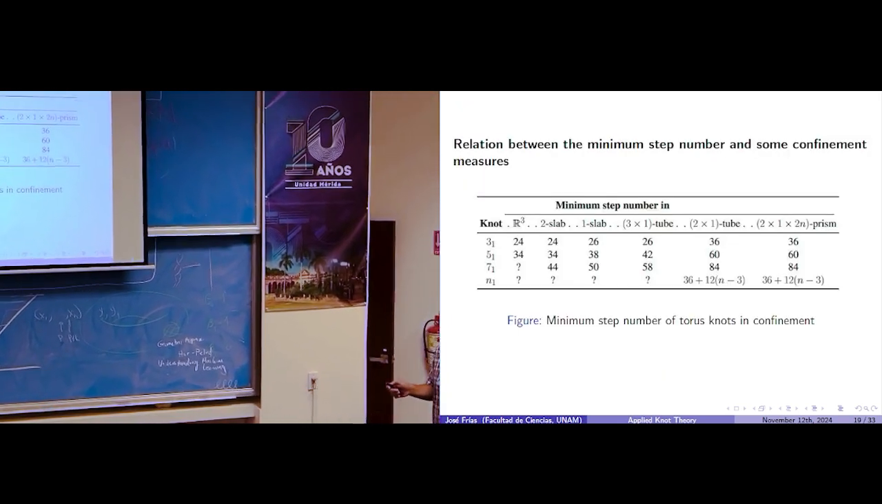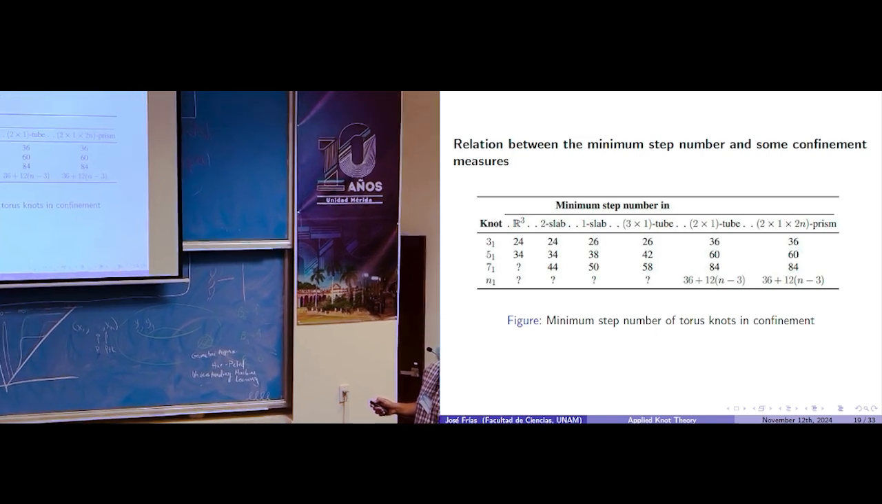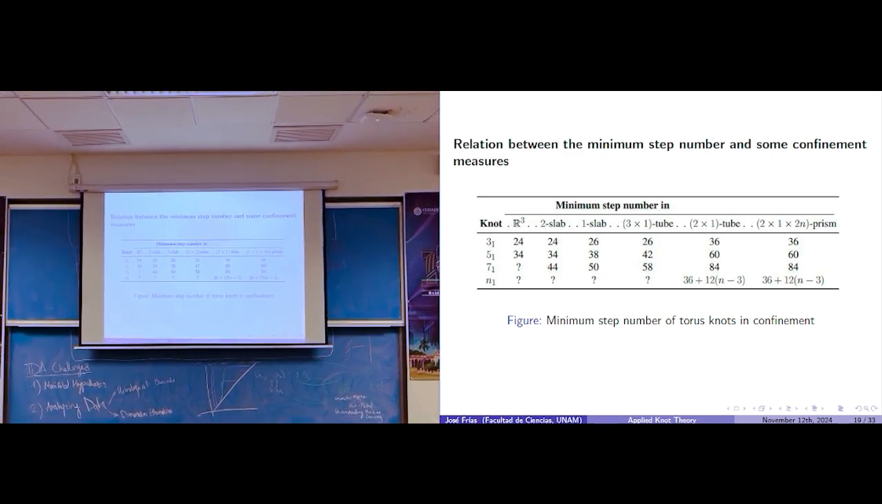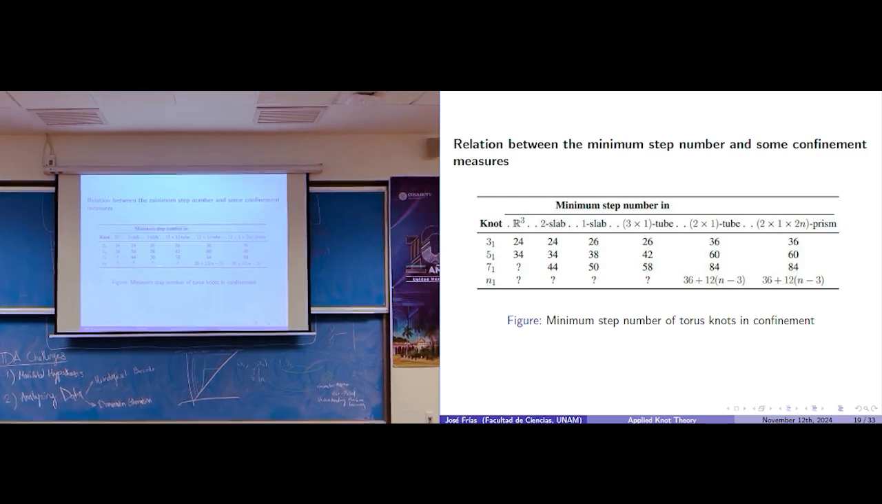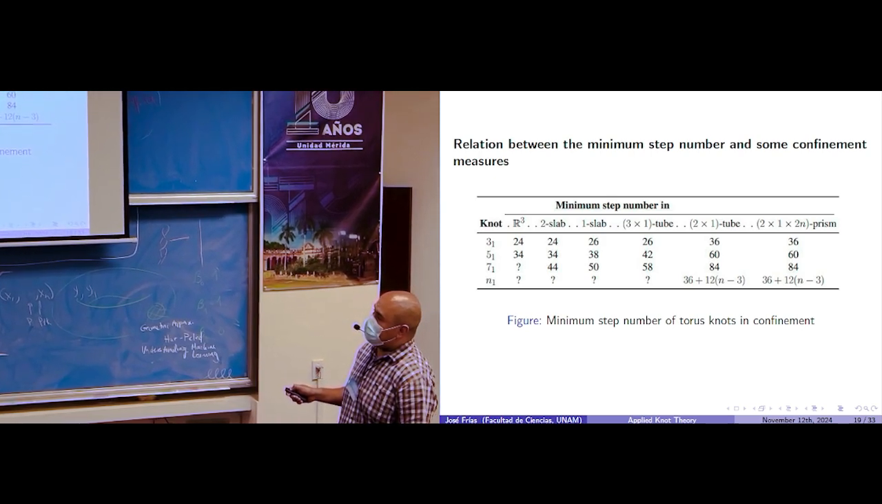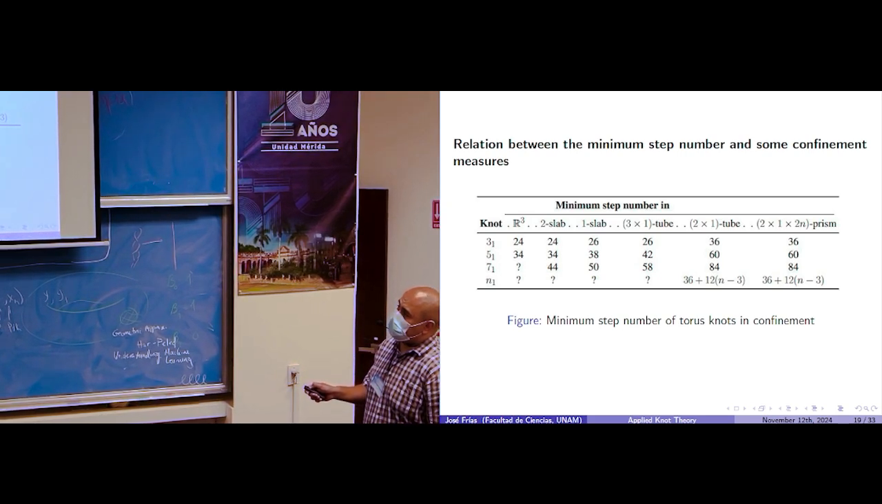The problem is to try to fill in this table. So we are relating the minimum step number in different confinements. This is the minimum step number in R3. For the trefoil, it should be 24. But as we see, when we put some constraints on the confinement, the number of steps increases, right? And well, this table is incomplete in some cases. I'm not sure if there is a complete table, at least for these knots, which are torus knots.